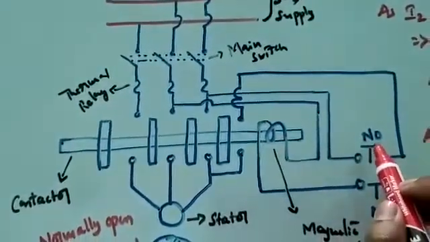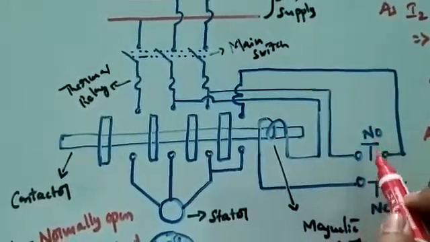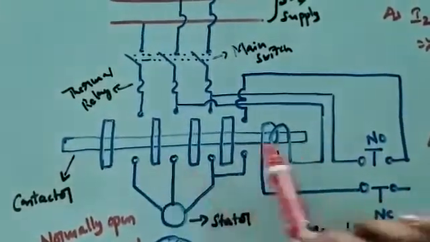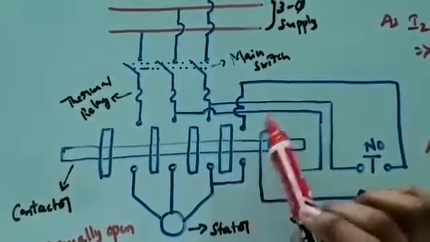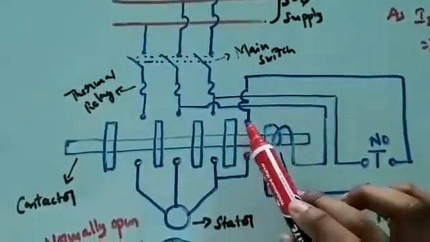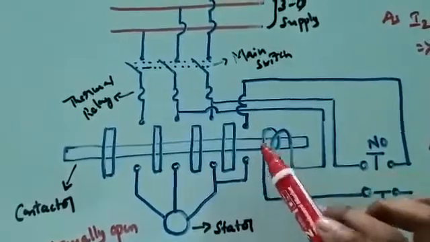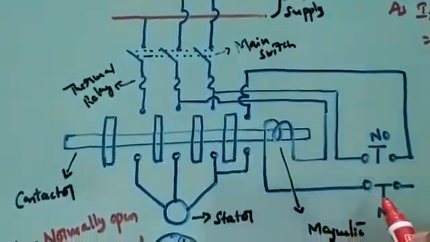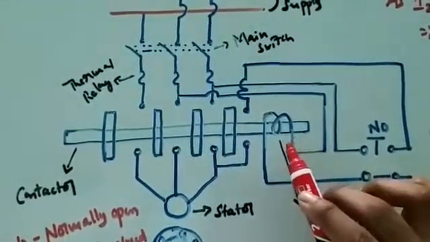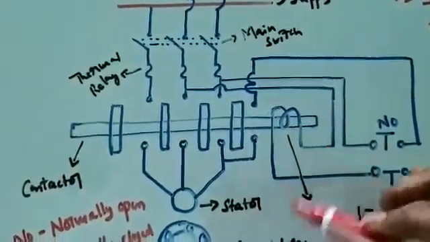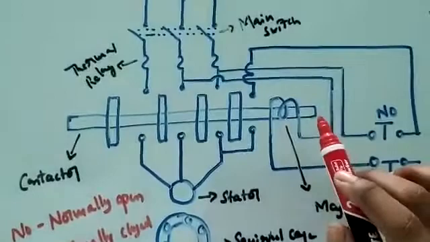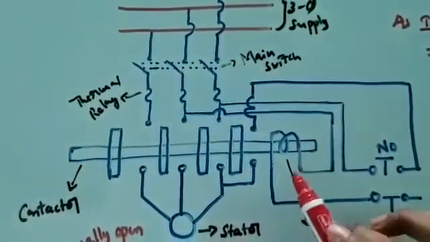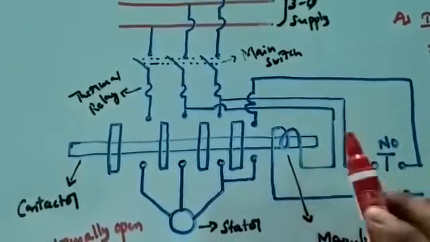See, when this NO, that is normally open, is pressed, what is going to happen? This magnetic coil will be energized so that it will attract this contactor. So it is in on position, the motor will be in on position. And when we press this NC, then the magnetic coil will be de-energized, so that the motor will be in off position, right? So this is the working of this DOL starter.